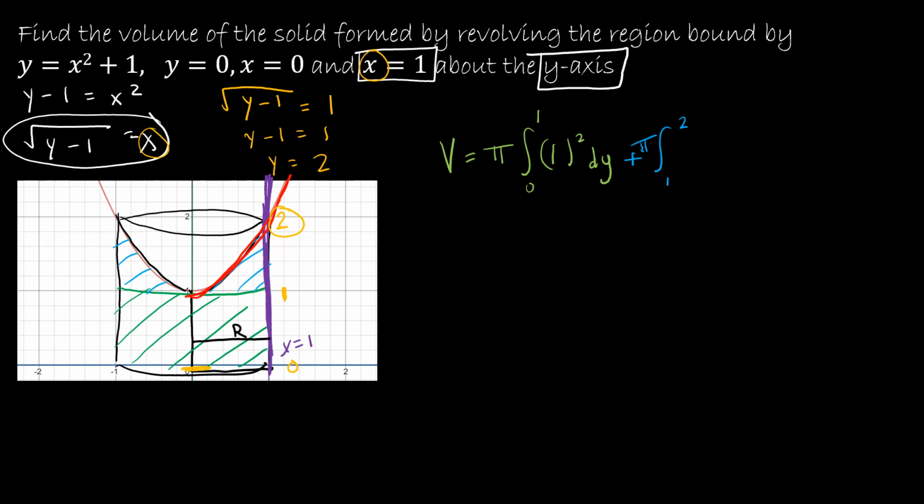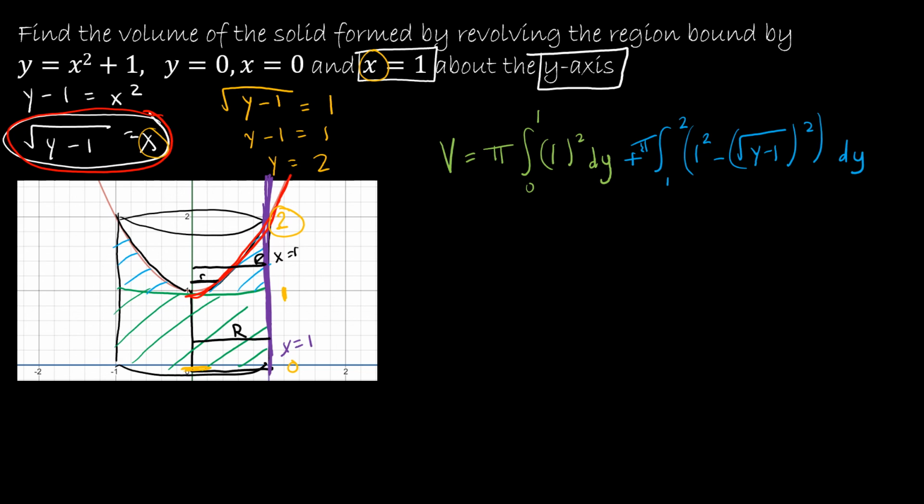And again, this one I'm going to use big R, little r. So from here, big R is still the function x equals 1. Little r is this function, which of course is the one that I have manipulated into an x equals form here, and that's the form I'm going to use. So I have 1 squared minus the square root of y minus 1 squared dy.